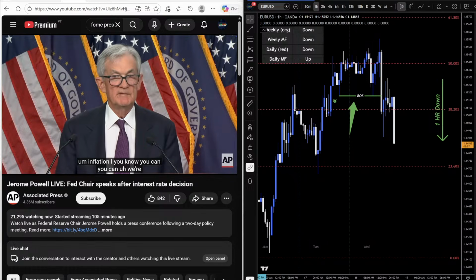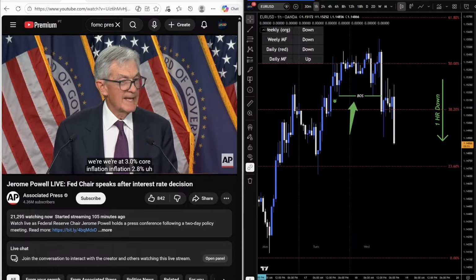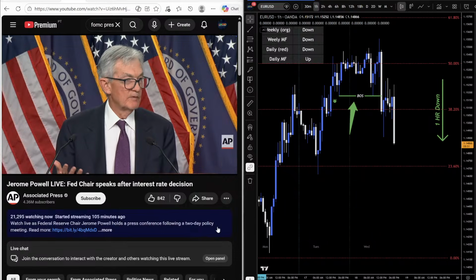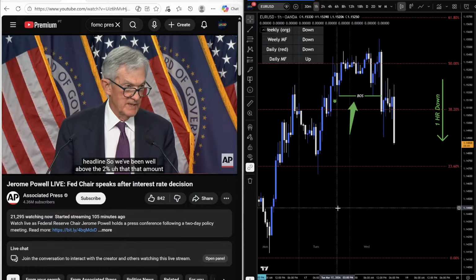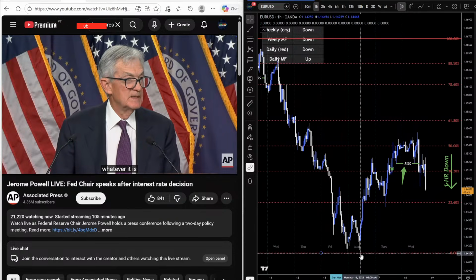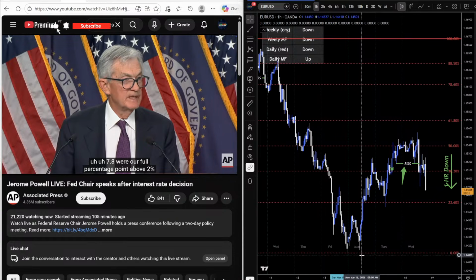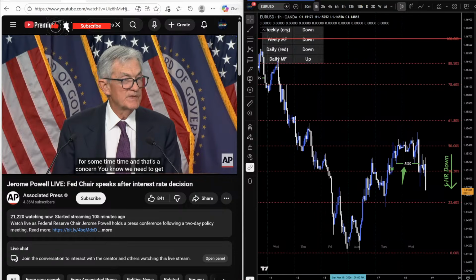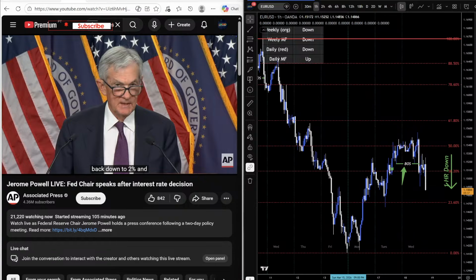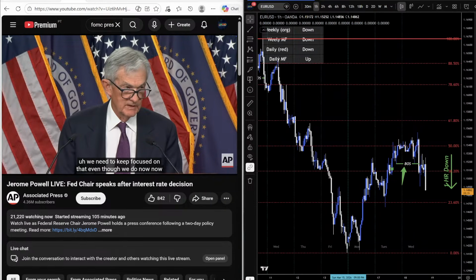So we've been well above the 2%, that amount, whatever it is, 0.7, 0.8, or a full percentage point above 2% for some time, and that's a concern. We need to get back down to 2%, and we need to keep focused on that, even though we do now face some new inflation from energy.